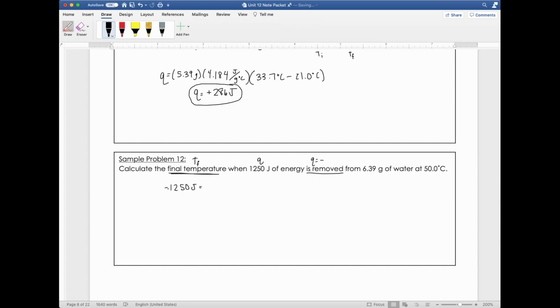And again, it's releasing energy. It's being removed, so it's negative, is equal to M, in this case 6.39 grams, times C. We're still talking water here. This value is not always going to be water, but it happens to be because all three of these problems deal with water in the liquid phase. If it were other phases, it would be a different value. And again, we're trying to find TF, so I am just going to solve for TF. I know that my initial temperature is 50 degrees.